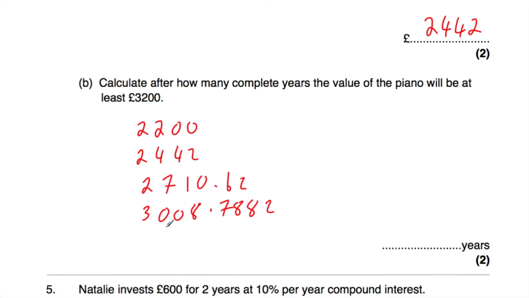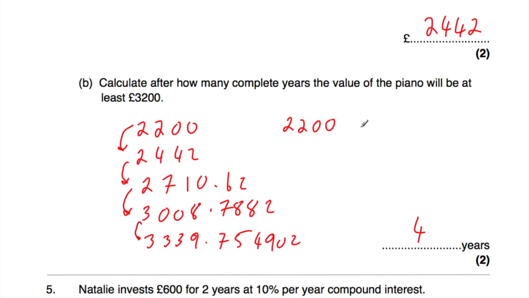And then if we multiply it by 1.11 again, that'll be equal to 3,339.754902. And as you can see, the initial value of the piano was £2,200, and it took 1, 2, 3, 4 years to have a value of £3,200 or more. So it took 4 years, and that's it. And if you wanted to check your answer, you could just take the initial, which is 2,200, and multiply by 1.11, that's the multiplier, to the power of 4. And you can see that that one's going to be greater than 3,200, but if that was to the power of 3, it'd be less than 3,200, so it would take 4 years.